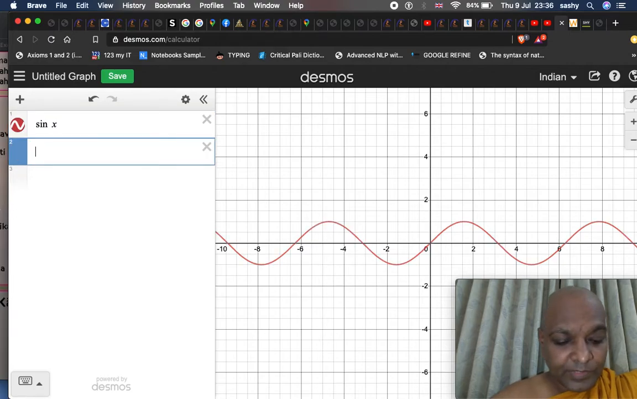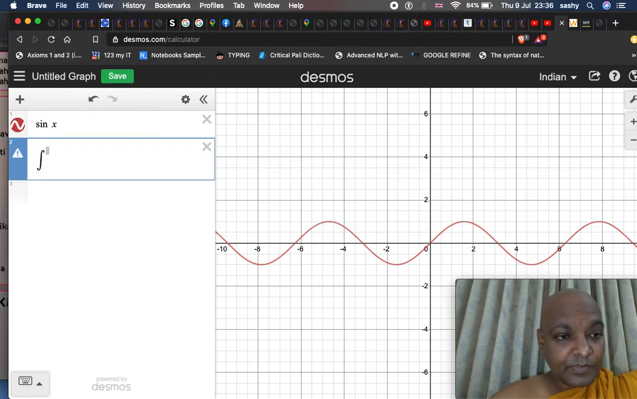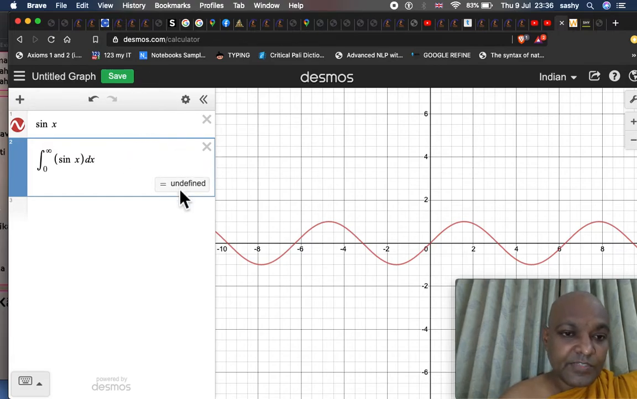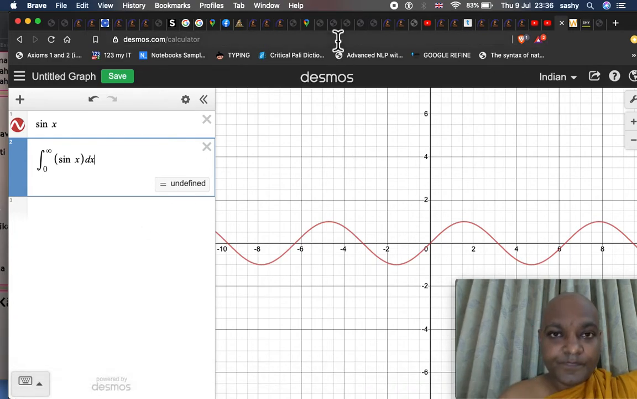And then in the second one, what we do is integral 0 to infinity of sin x, and then comes the dx. So this comes as undefined. Actually, if you want to do the math, yeah.